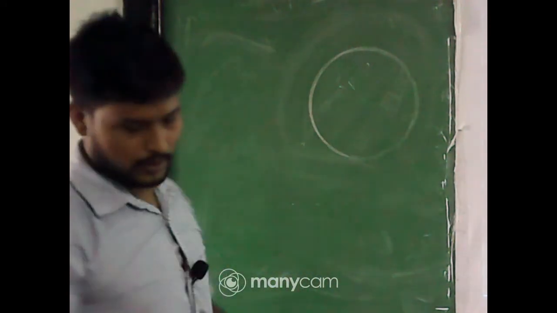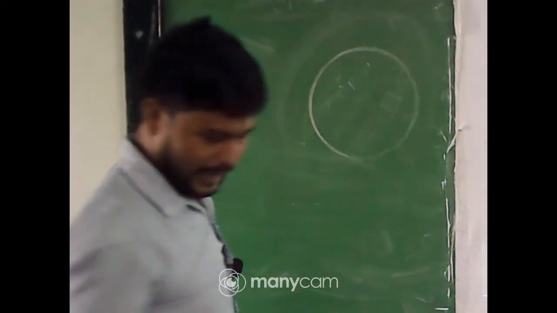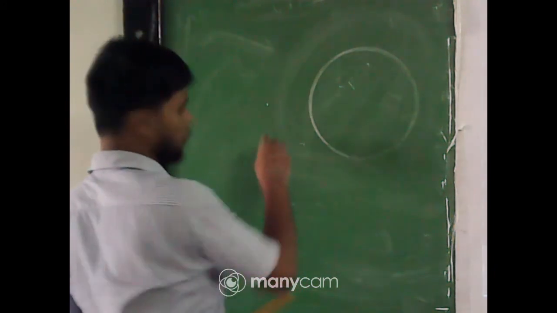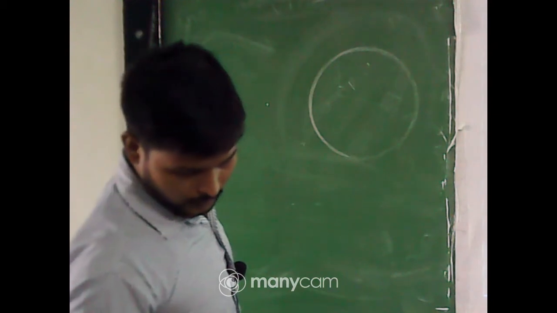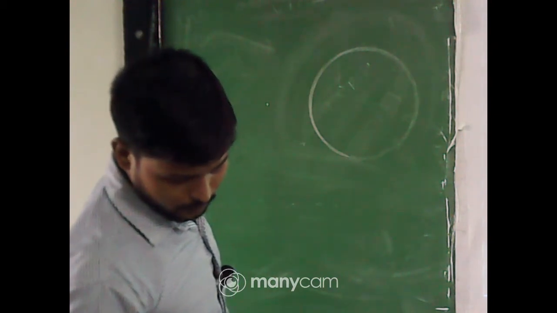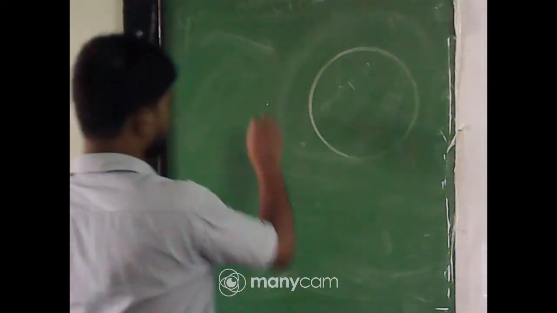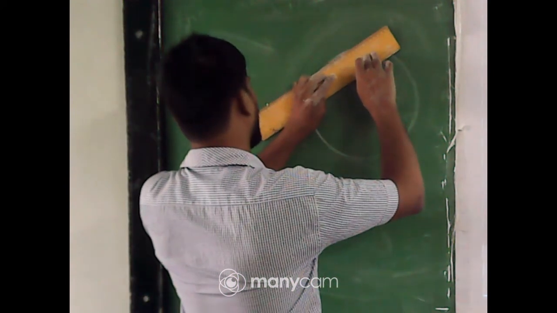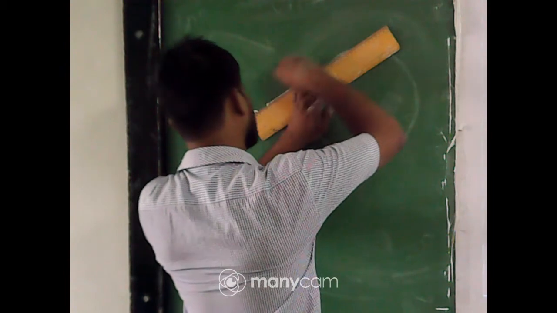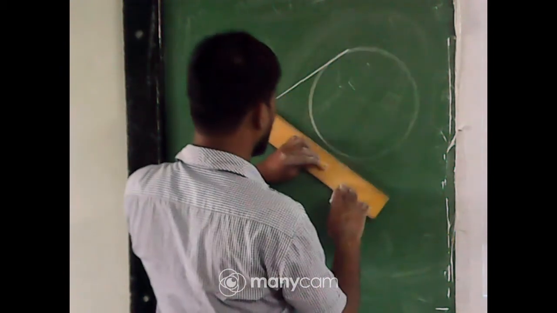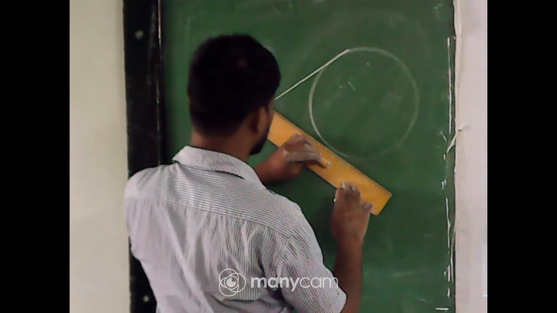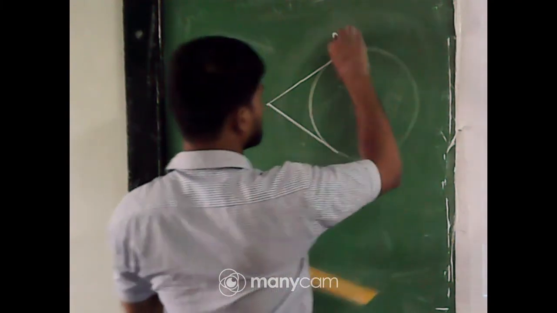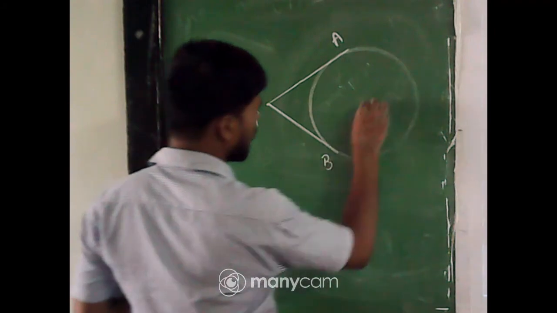This is our circle, and let us consider a point here. The name of the point is P. From point P, draw two tangents, one is PA and one is PB. And this is the center.